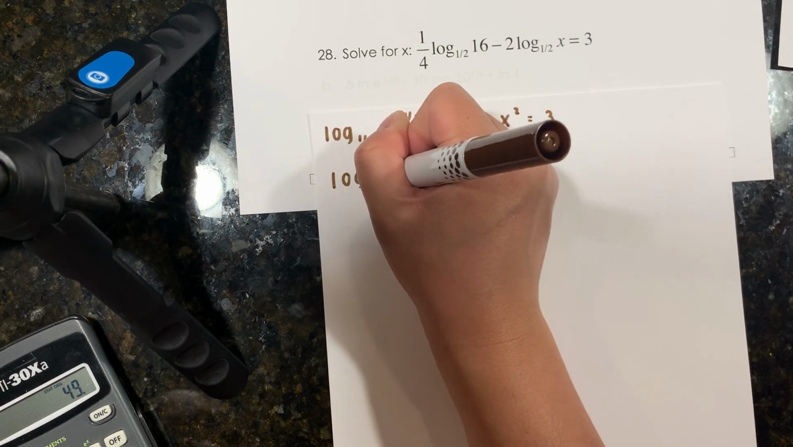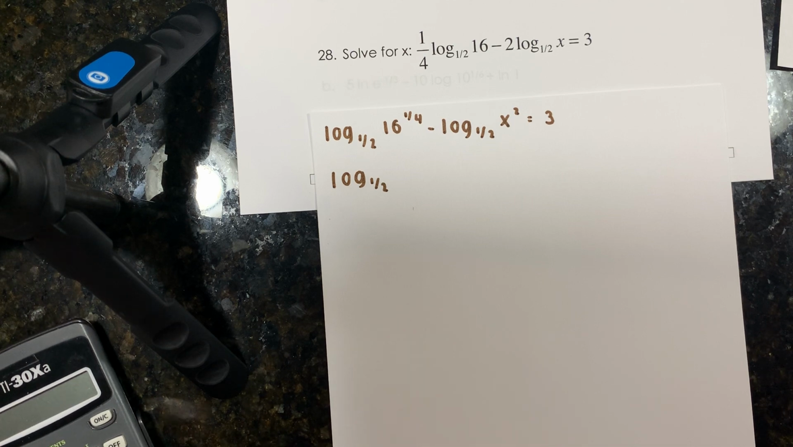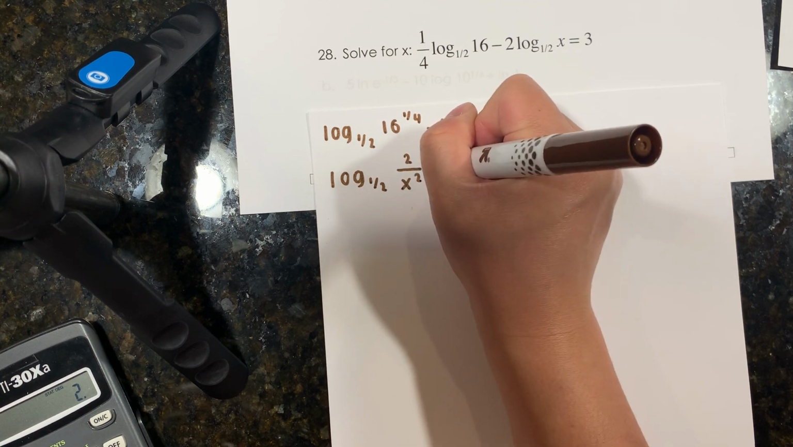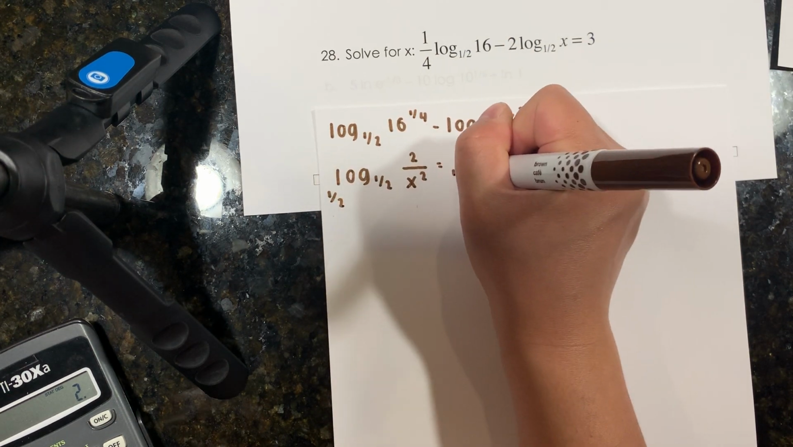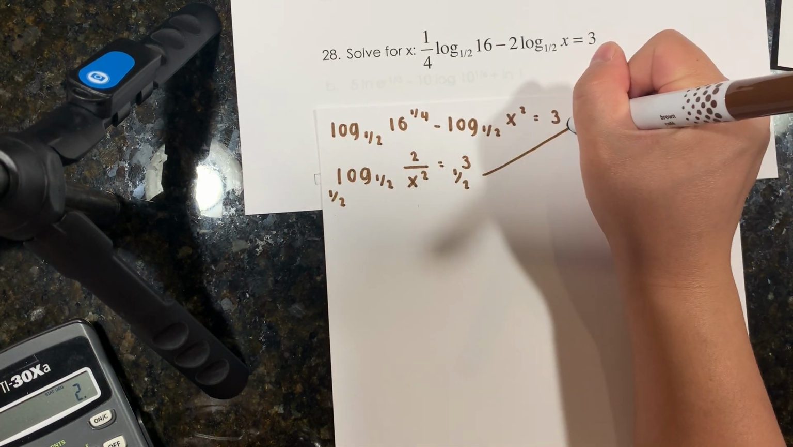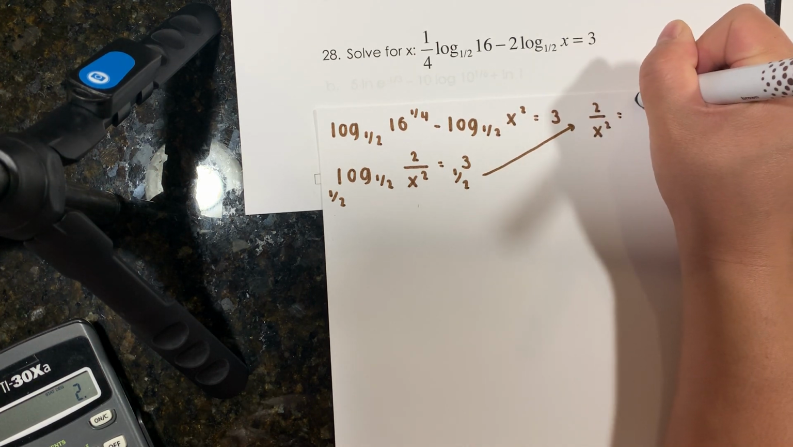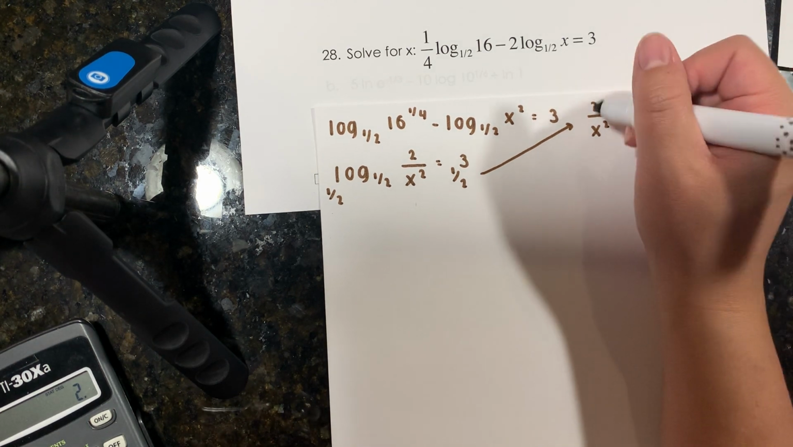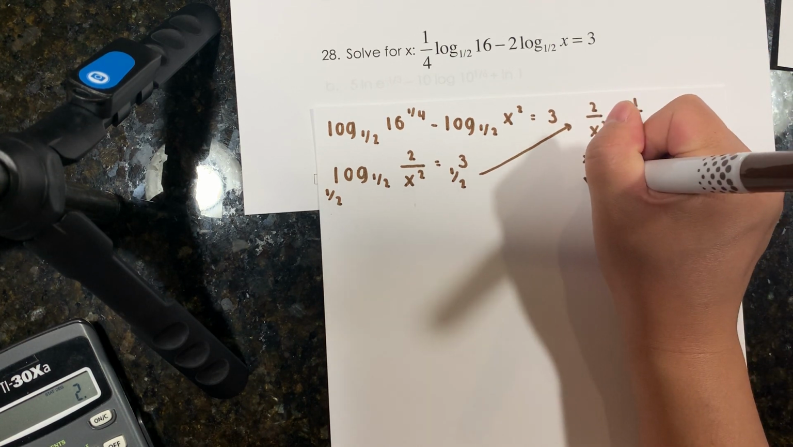So log base 1/2 of 16 to the power of 1/4 is 2. So that would be 2 divided by x squared equals 3. I'm going to raise both sides to the power of 1/2, which would then give me 2 over x squared is equal to 1/8, because 1/2 to the power of 3 is 1/2 times 1/2 times 1/2. Cross multiply would give me x squared is equal to 16, which means that x is equal to 4.